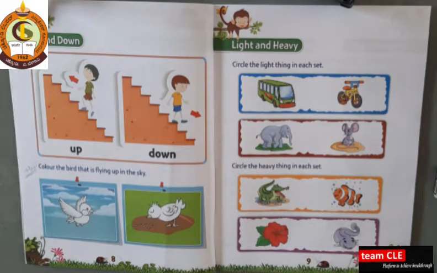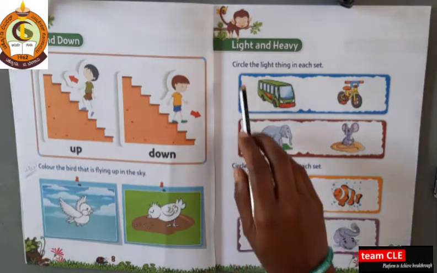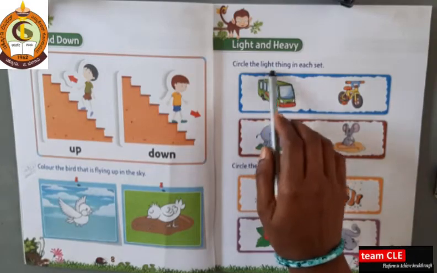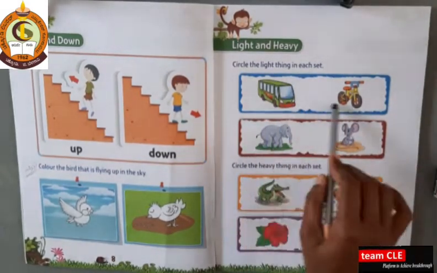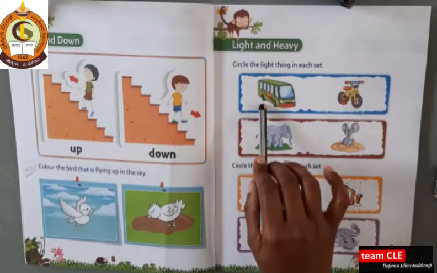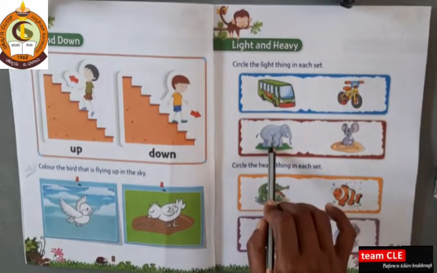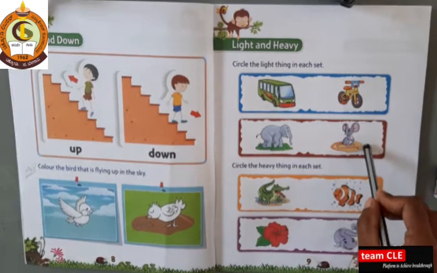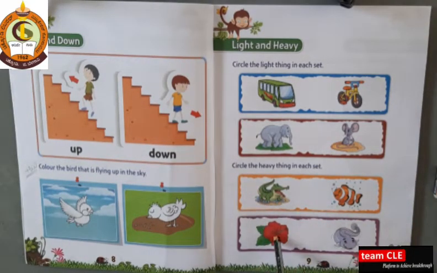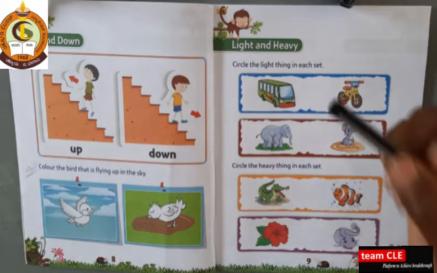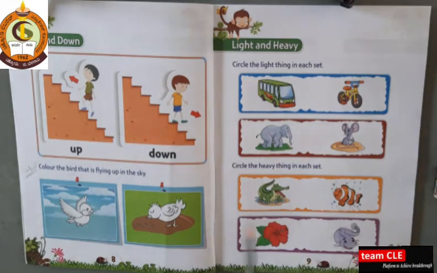Okay children, now here we will do the activities. Here they have given the activities, children. Circle the light things in each set. Here the two sets are given, two pictures in the first set, two pictures in the second set. And here also two pictures and here also two pictures. So you have to circle the correct pictures. Okay.